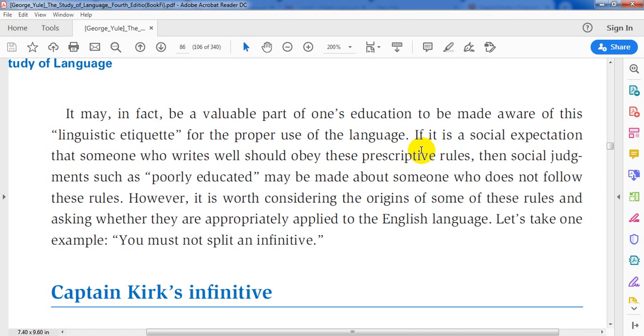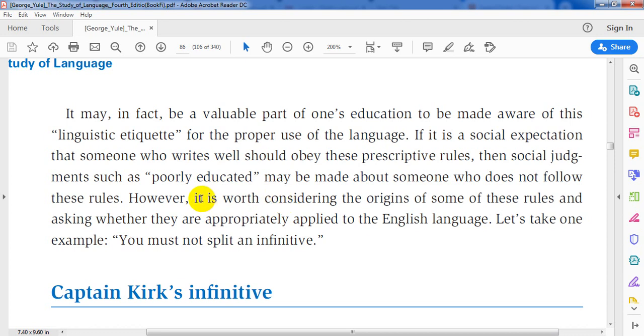And it's worth considering the origin of some of these rules. Most of those rules are taken from Latin and Greek. We have to consider the origin of those rules before applying them to our language.